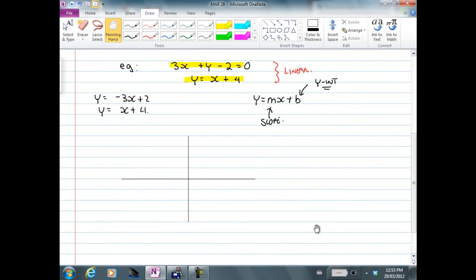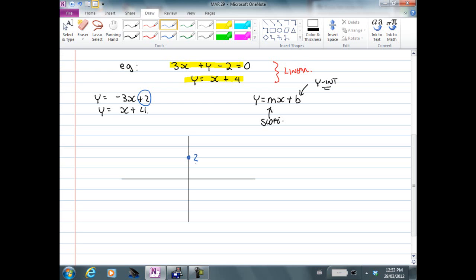I'm going to start with my first one. I'm going to do this in blue. This is my y-intercept, which is a 2. So go up here to guess where 2 is. Well, I'm going to say 2 is right around here. That's a 2. How do you know? I'm just guessing. My slope is negative 3.